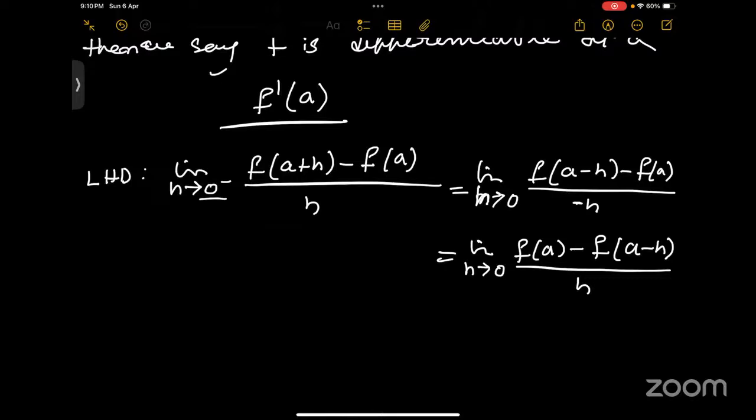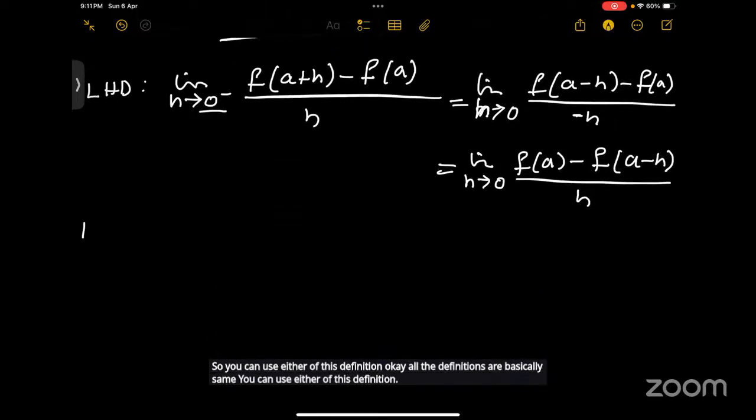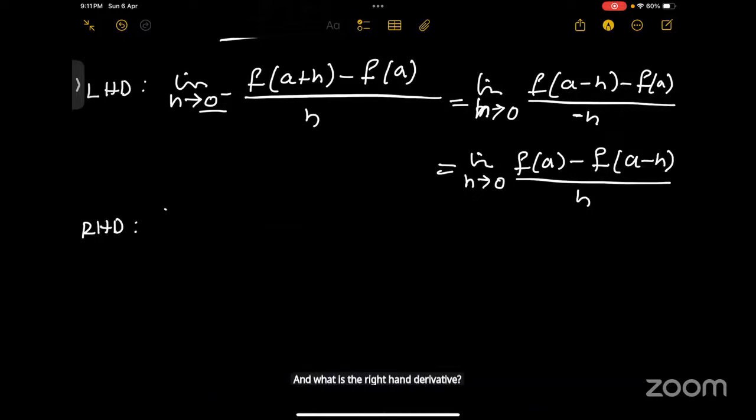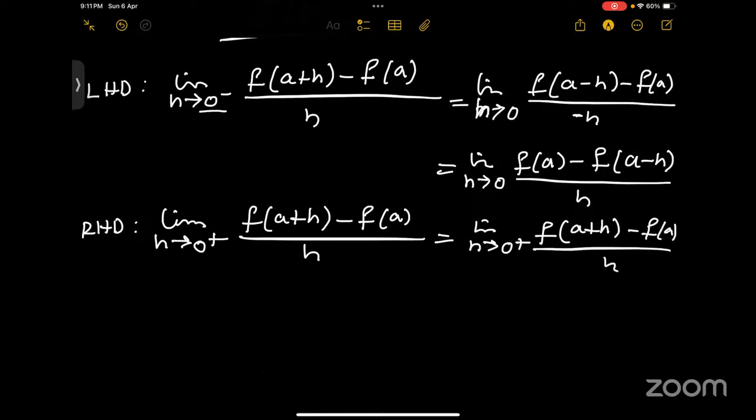So you can use either of these definitions, okay? All the definitions are basically the same. And what is the right hand derivative? h tending to 0 plus, it is similar to the limit, right? Or you can simply write it as h tending to 0 plus. So these were the definitions of left hand derivative and right hand derivative, right?